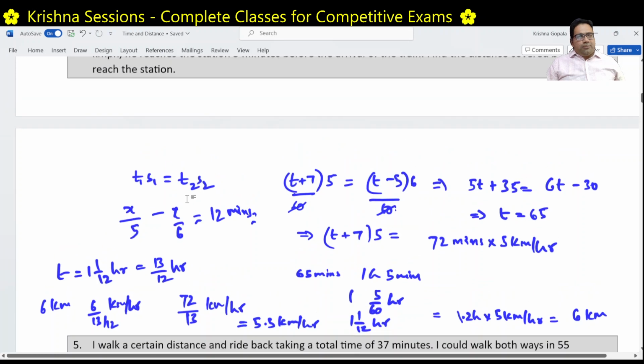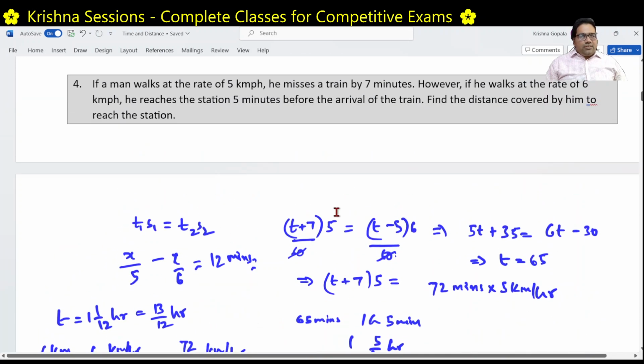Hope you understood the problem. The distance is the same. So we'll assume at some t, he will reach exactly the point when the train is arriving. We don't know what t is, what s is, doesn't matter. So t plus 7 into 5 would be equal to t minus 5 into 6. At a higher speed, the lesser time he is taking.